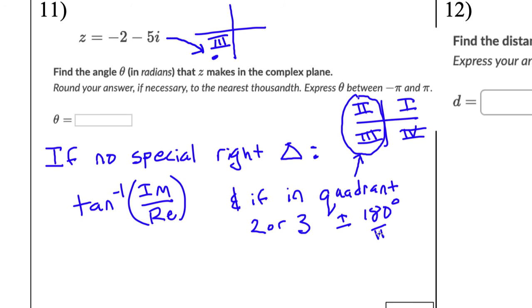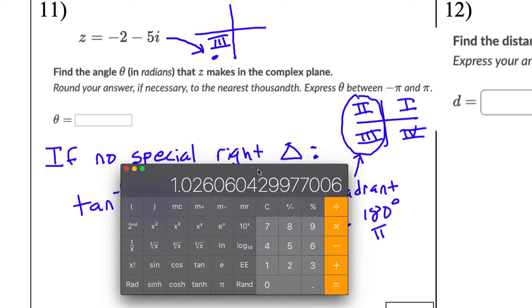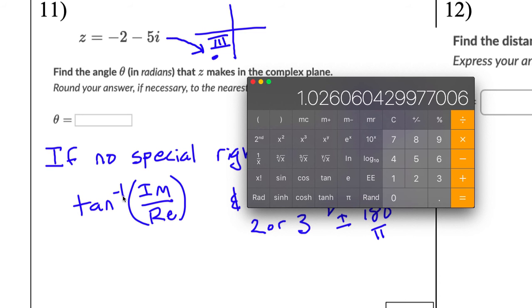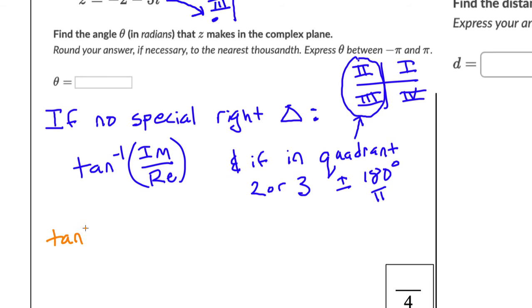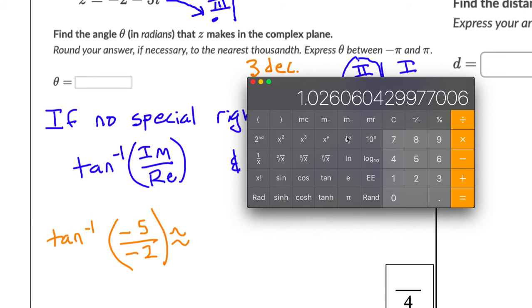So I pull up my calculator. I'm going to type in arctangent of -5 divided by -2. Let me write it down first. I'm now doing arctan of -5 divided by -2, and I'm going to round to the nearest thousandth, which means 3 decimal places. So -5 divided by -2 is the same thing as 5 divided by 2, and then you take the arctangent, which for mine is second tan.